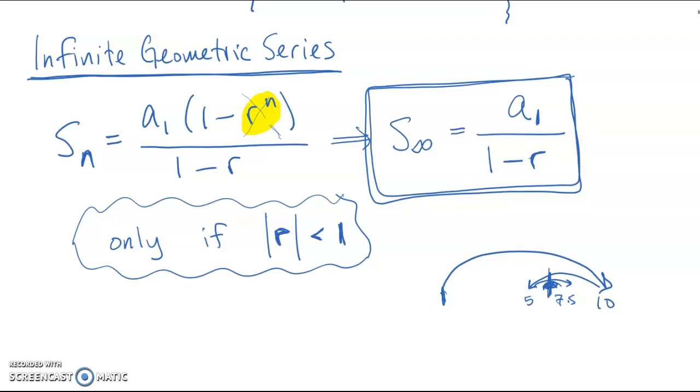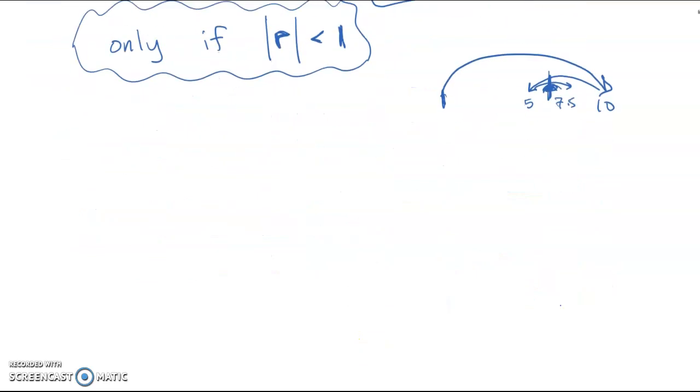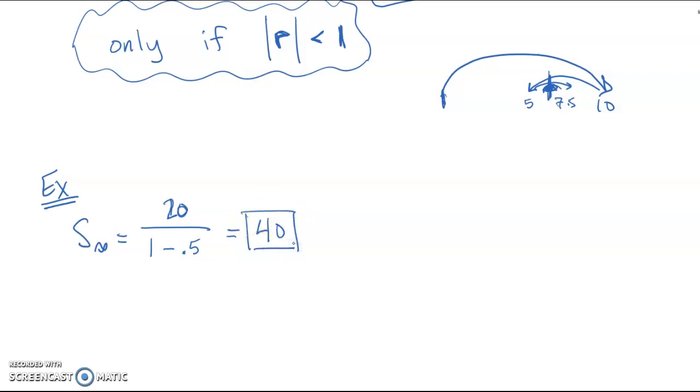So first off, let's see what happens with that bug. With our bug in the first example, we would say that the sum, if he jumps forever, is his first jump, which was 20, all over 1 minus his r value of 0.5. And guess what? That is exactly 40. So the answer is he will reach the food if he jumps forever. But if he ever stops, even after 1,000,000,000 jumps, he won't be there. He'll be at 39.999999, etc.